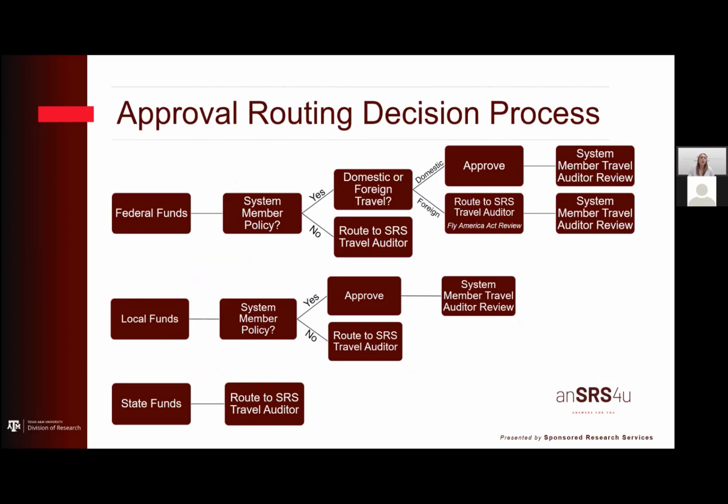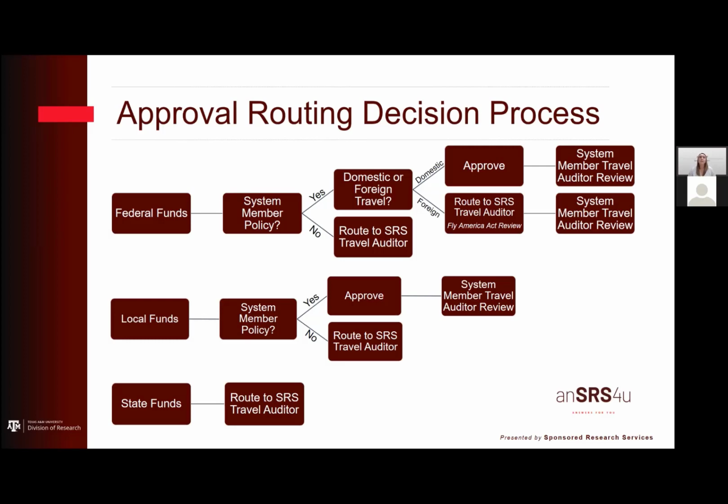So here's our approval routing decision tree. If we've designated that it's federal funds, our first question is going to be, does this follow the system member policy, yes or no? If the answer is yes, then our next question is, is this a domestic trip or a foreign trip? And what we define as foreign in this instance is anything outside of the US.